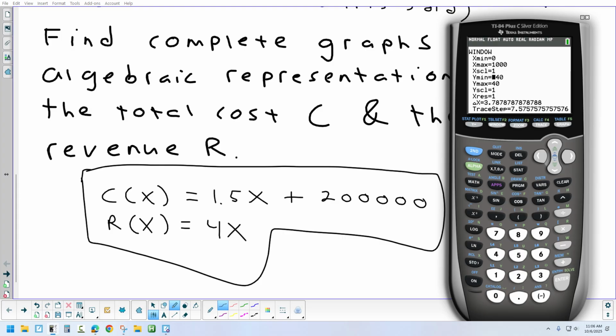And Y, depending on which equation you look at, is either your cost or your revenue. Let's look at the revenue. What's the smallest amount of revenue you could make? 0. If you don't sell any shirts, you're not going to make any money. And for Y max, I've got a y-intercept at 200,000, so I need to go to at least that. I'm going to go to 250.